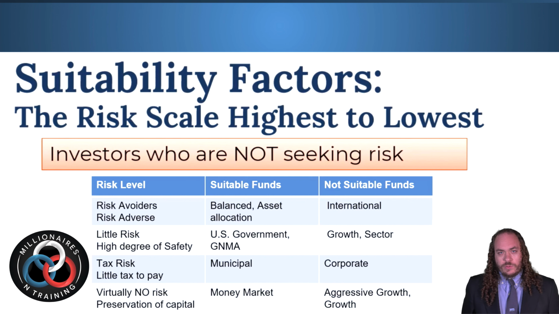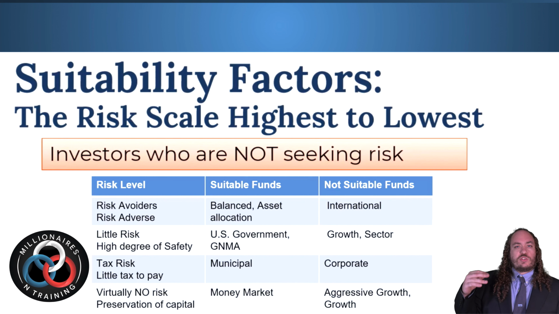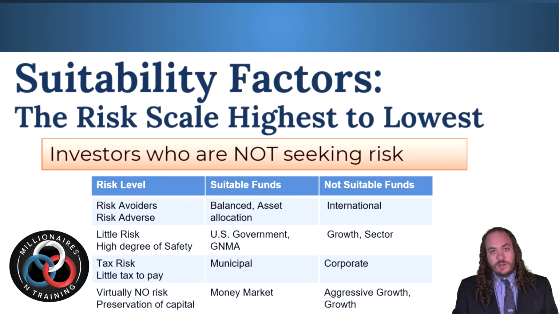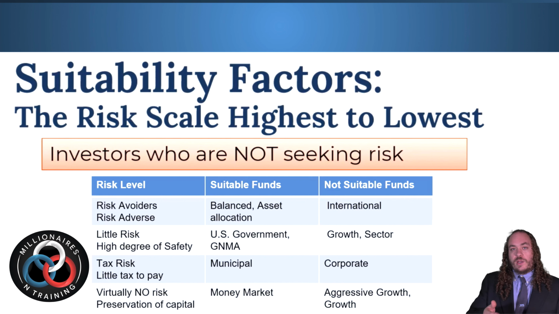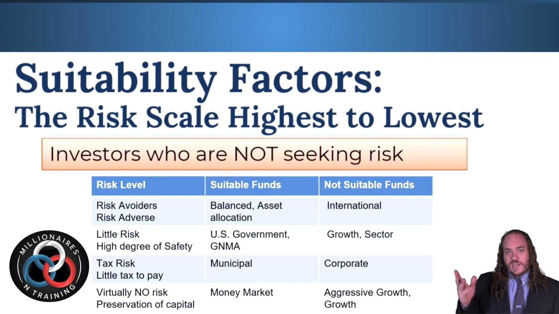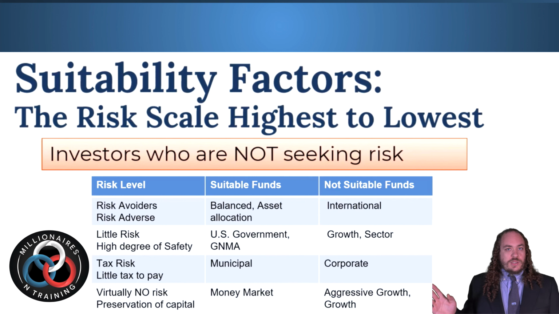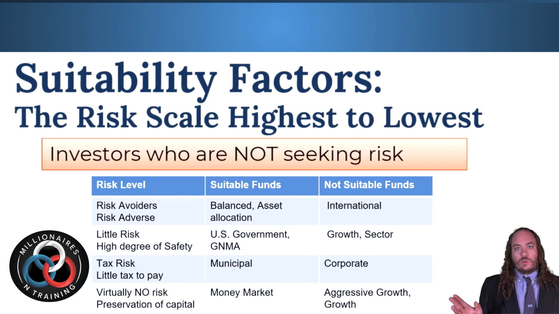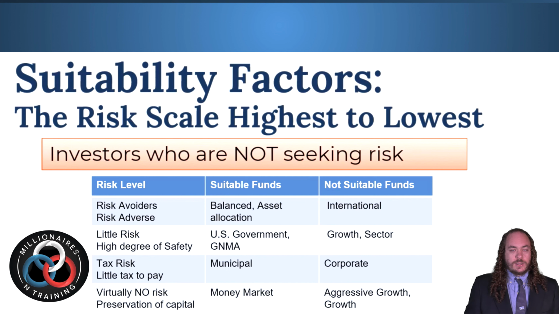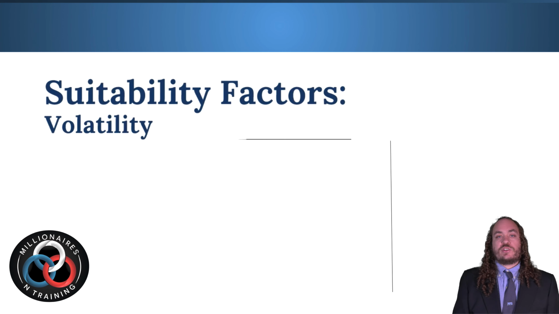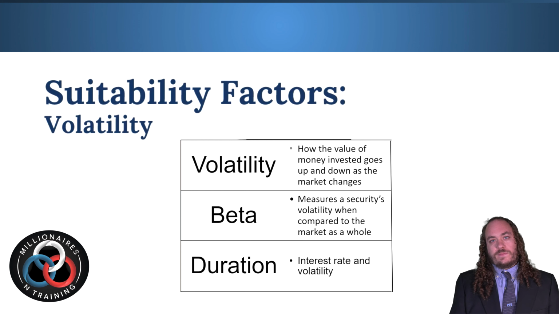What if you have an investor who's in a very high tax bracket and is really worried about tax risk, because they're in such a high tax bracket that they're looking to pay as little tax as possible, not have Uncle Sam take all their income, right? Maybe a municipal bond fund, right? What's not suitable would be a corporate bond fund where interest is taxable. Virtually no risk, or somebody seeking preservation of capital, would be any type of money market fund. What's not a suitable investment for preservation of capital would be an aggressive growth or an aggressive portfolio, just to name a few.